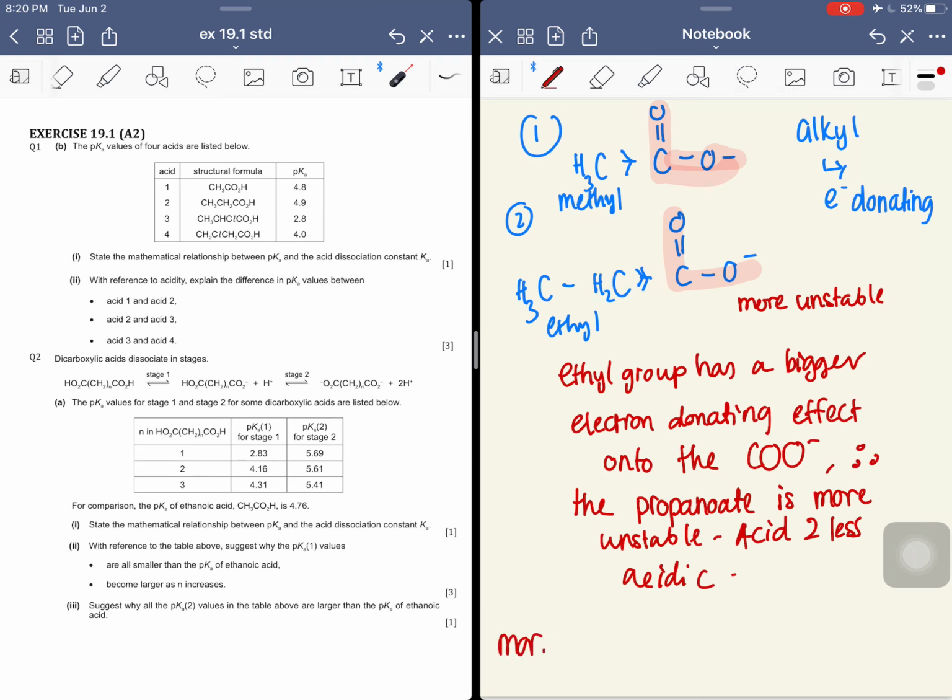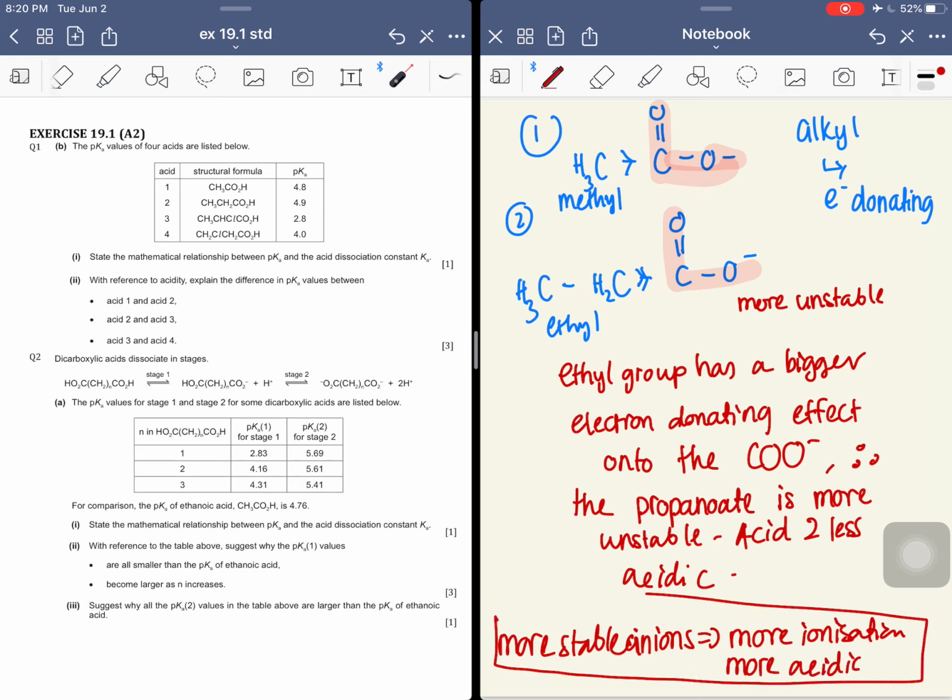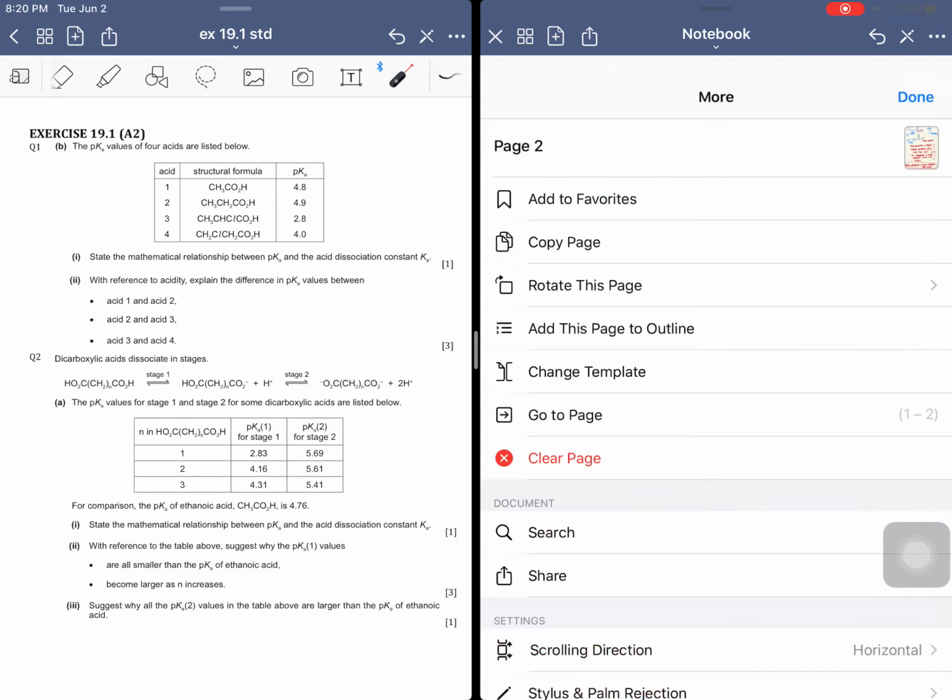More stable anions means more ionization means more acidic. Okay, so this is something that you have already learned in your notes. Your answer would be this, to answer that, for 1 mark only. Okay, moving on.